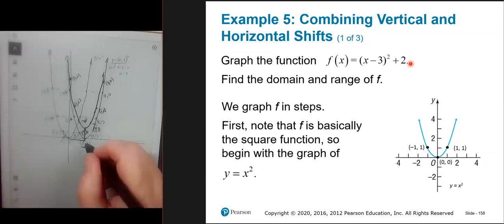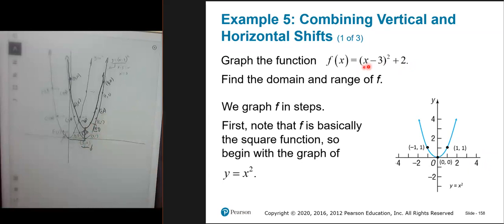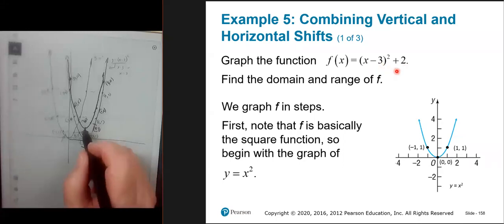If it was -2, then it would have been going down 2, because, as we'll discover a little later, it represents a negative and it goes down. This is the vertex form of the equation of a parabola, where (3, 2) is its vertex. Boom. Here we have the vertex right there.